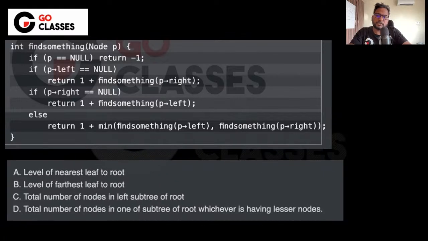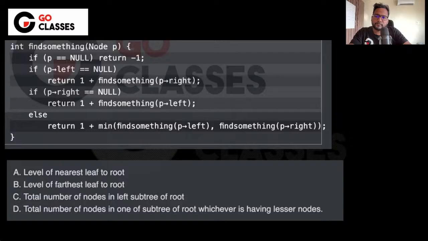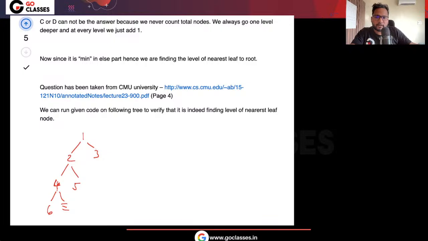Okay. So these are the options that I have. Now, what was your answer for this question? So let's just see what they are saying. Let me do one thing. Let me have a tree. Maybe I can have this tree.